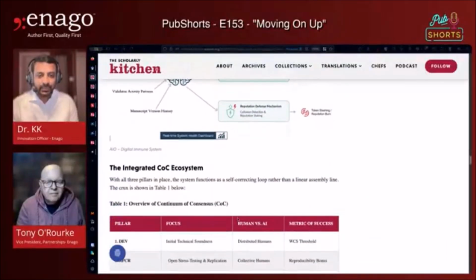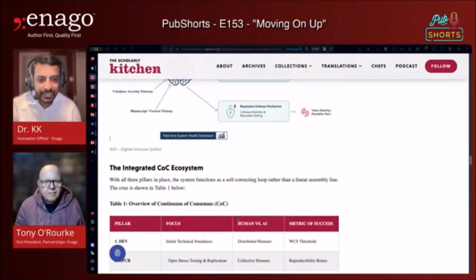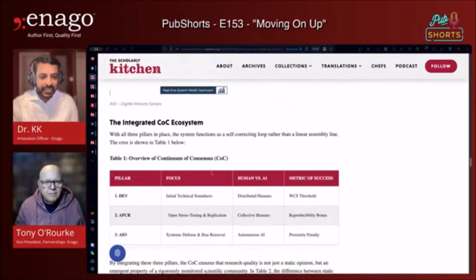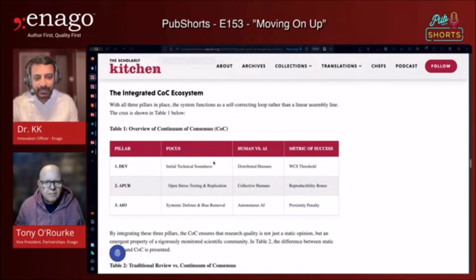Validators can earn reputation by being accurate, and this reputation influences the weighting of their scores, and these tokens could potentially offset the cost or be used for career advancement. So, in a nutshell, the COC aims to create a more dynamic and reliable system than traditional peer review, which is seen as a static and easily gameable system. And this COC also emphasizes continuous evaluation and community involvement to maintain scholarly integrity.